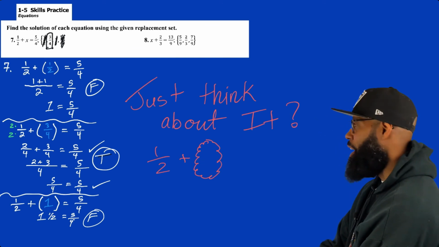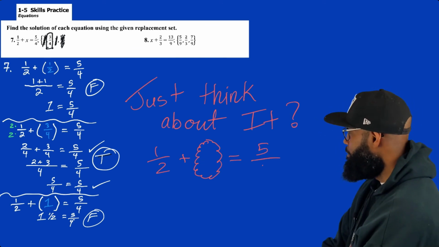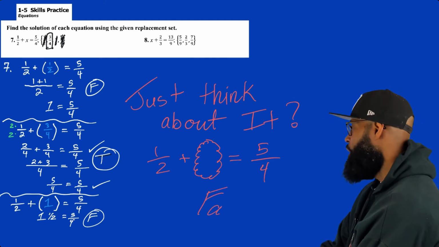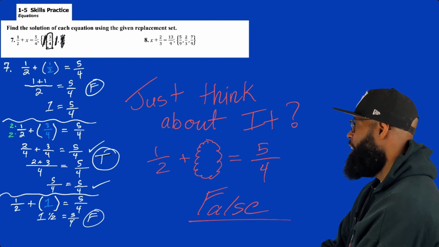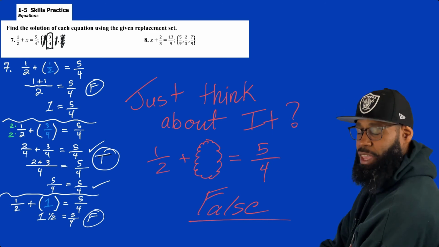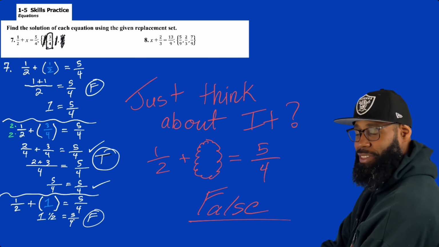That's right, just think about it. 1/2 plus something is equal to 5/4. Well, whatever you add to it, it has to equal 5/4. So if I add 5/4 to 1/2, is that going to equal 5/4? No, 5/4 equals 5/4. You can't add nothing to it.